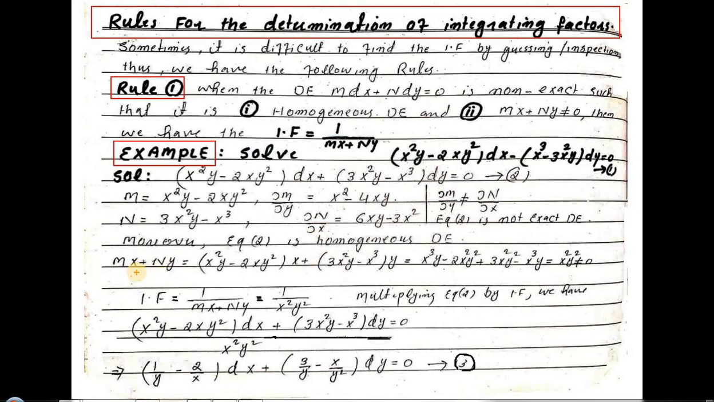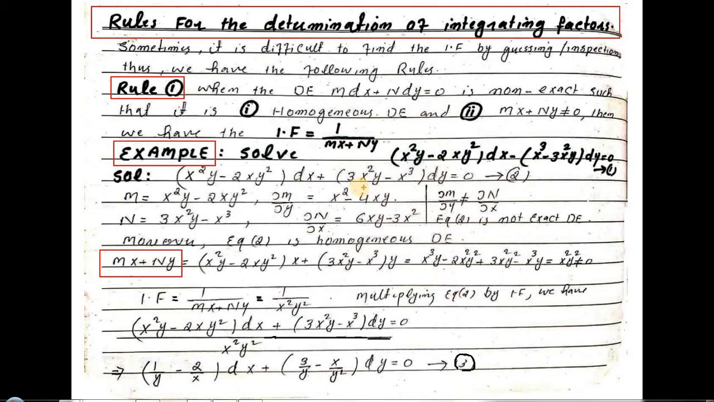Now we have to find out the value of mx plus ny, putting the value of m and n and simplifying. Here we will get x square y square, which is not equal to 0. Since this is not equal to 0, the integrating factor will be equal to 1 over mx plus ny, and it will finally be equal to 1 over x square y square.